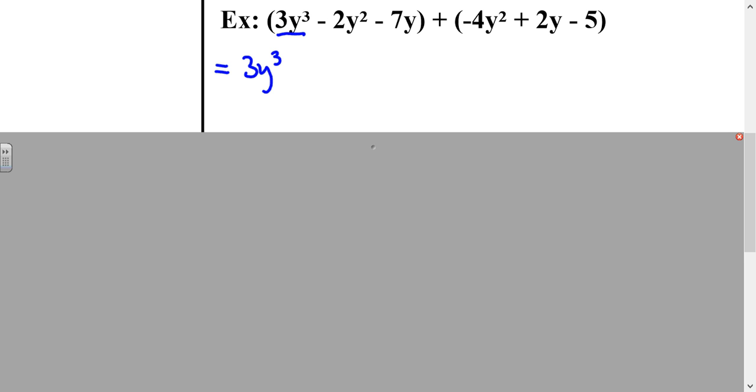And then we would combine negative 2y squared and negative 4y squared. So negative 2 plus negative 4 would be negative 6y squared. And then we have negative 7y plus 2y, which would be negative 5y. And then there's nothing to combine with the negative 5. And so that would be like 0 plus negative 5, which would be negative 5. So this would be our answer in standard form.